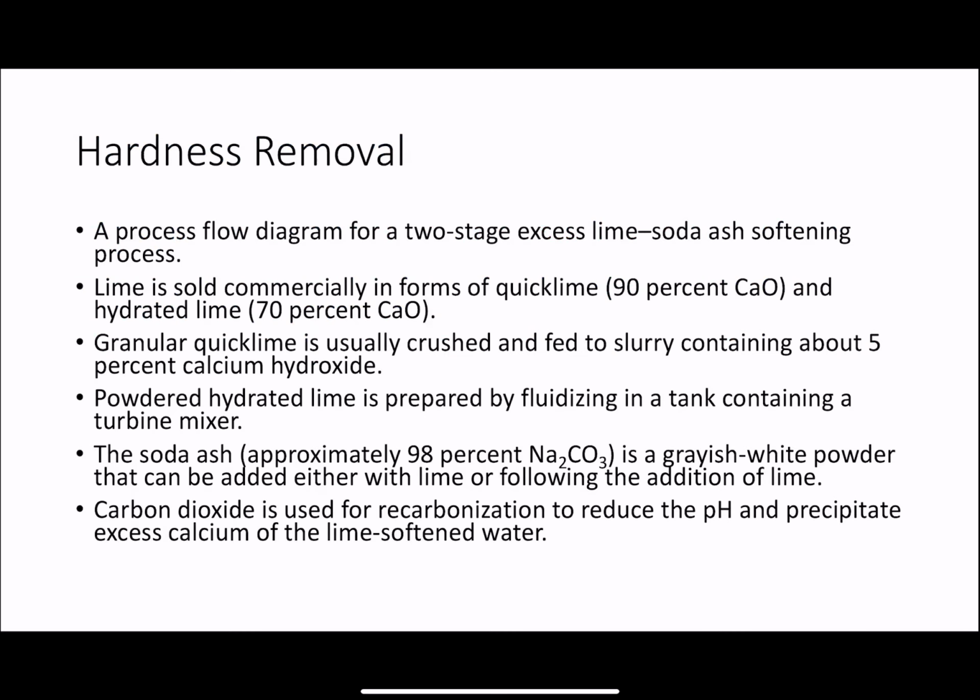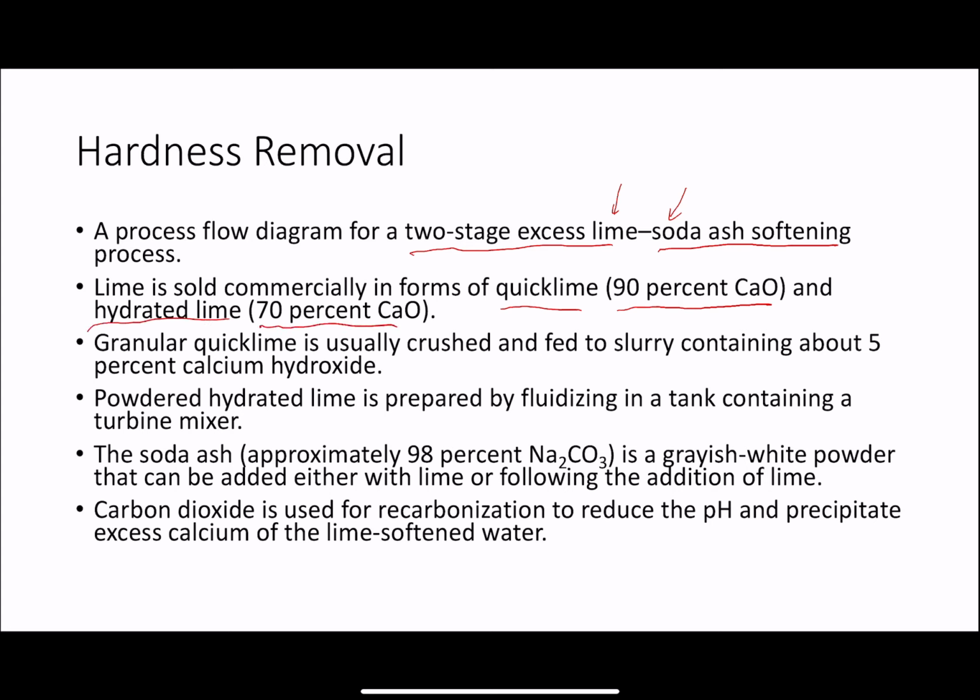Now we come to the last few slides of hardness removal. The hardness removal starts as a two-stage excess lime with soda ash softening process. So there is a two-stage lime and a soda ash softening process. And the lime is sold commercially in the form of quicklime. The quicklime is 90% CaO. And also hydrated lime is 70% CaO.